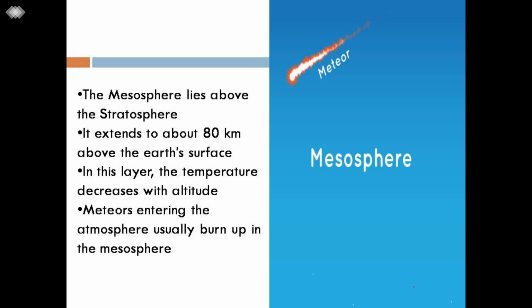Meteors can be found in this layer, that is the mesosphere. A meteor, also known as a shooting star or a falling star, is the visible passage of a glowing meteoroid through the Earth's atmosphere. Meteors entering the atmosphere usually burn up in the mesosphere. The mesosphere is too high above Earth to be accessible to jet-powered aircraft and balloons and too low to permit orbital spacecraft.